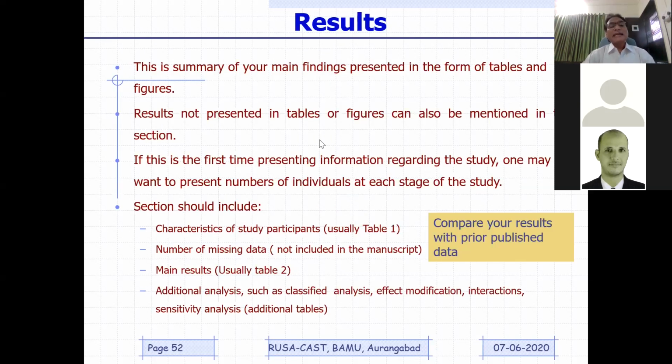materials and method. As far as results are concerned, this is a summary of your main findings presented in the form of tables and figures. Sometimes there are journals that allow you to write results and discussion together. If not, then in results you will be having figures and then tables, right?